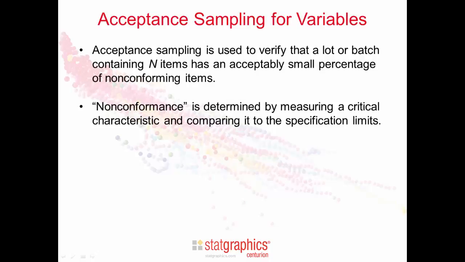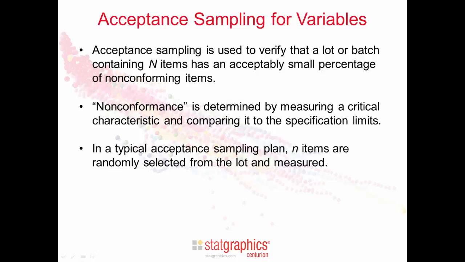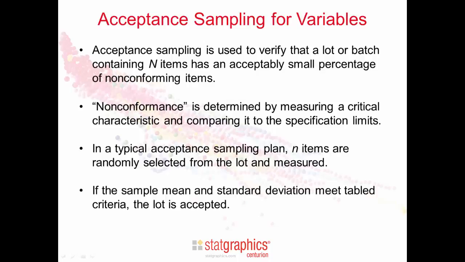to the specification limits. In a typical acceptance sampling plan, lowercase n items are randomly selected from the lot and measured. If the sample mean and standard deviation meet tabled criteria, the lot is accepted. Otherwise, it's rejected or subjected to 100% inspection.